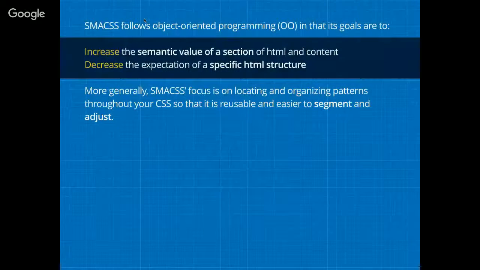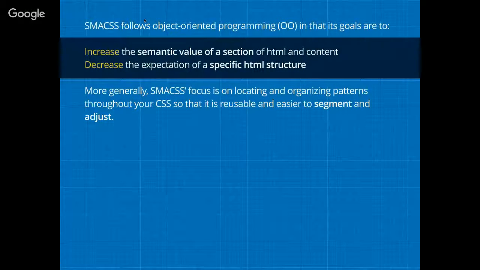So SMACSS really follows along with a lot of what object-oriented programming does, which is that you want to increase the value of your selectors and make sure that they have value there, and also decrease the expectation of following a very rigid structure and framework, so that it's flexible enough to adapt to your needs on your website. So you're not having to build CSS selectors that have a boatload of commas, and you're basically drilling down through a lot.